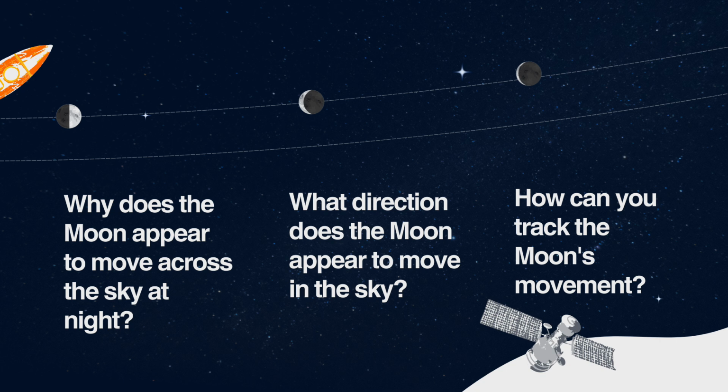Next, what direction does the moon appear to move in the sky? The moon appears to move from east to west across the sky.